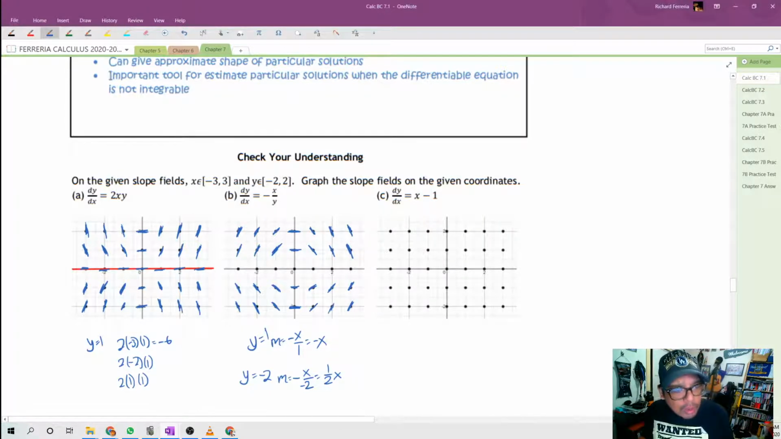So here are all of the ones that are suggested by this, and notice how this is kind of a circle. Okay, the slope field here suggests a circle.